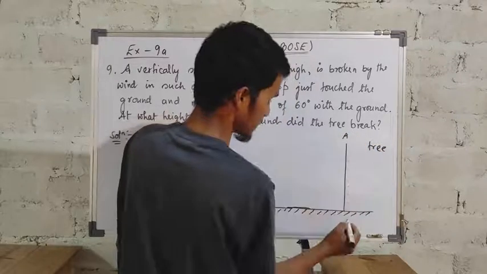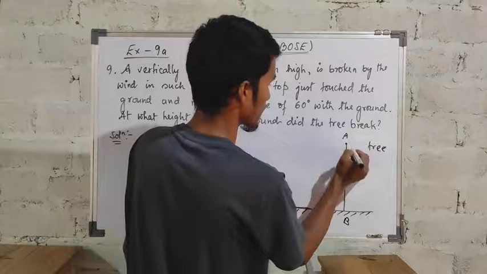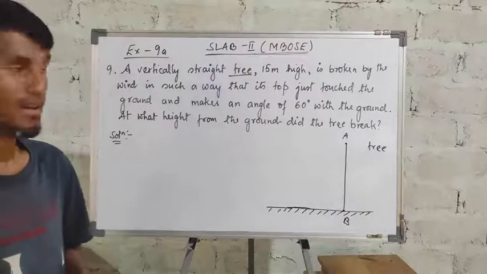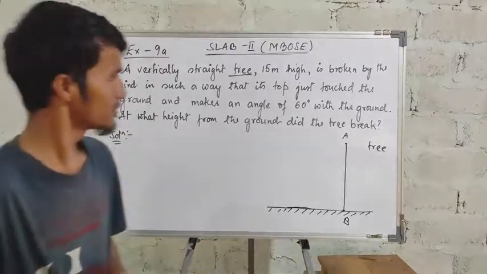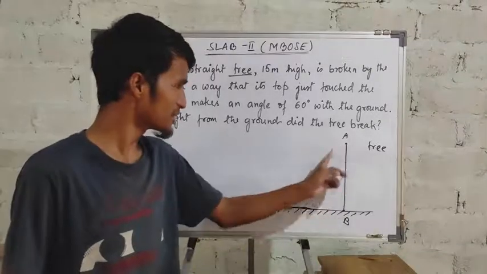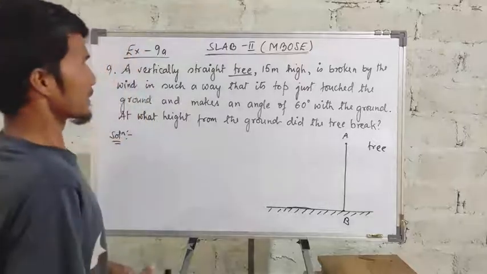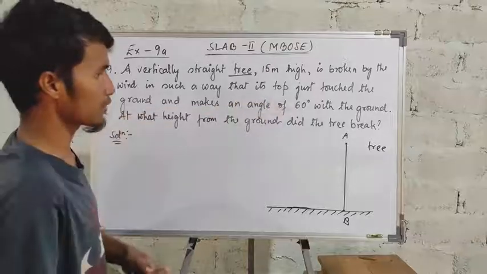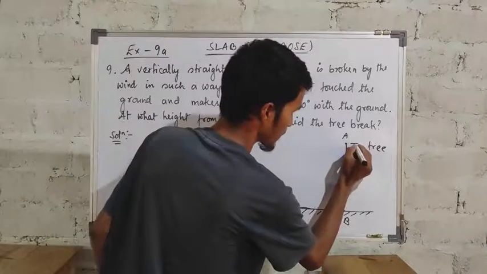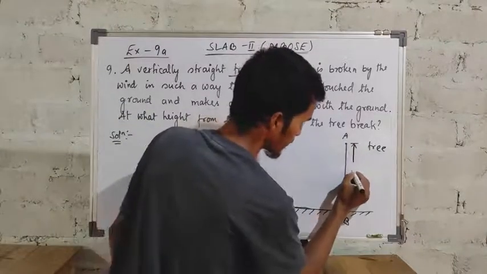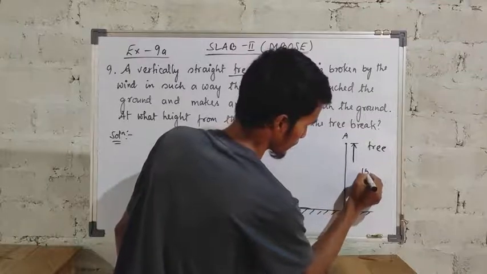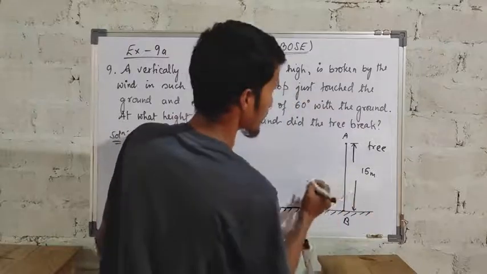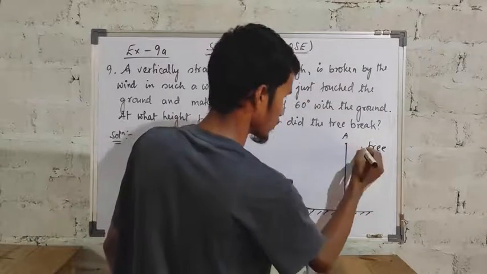Okay, AB is the tree. Put a name for that tree. The name of this tree is AB. How tall is the vertical straight tree? 15 meters high. Okay, what's the height of that tree? 15 meters high. I put it here.